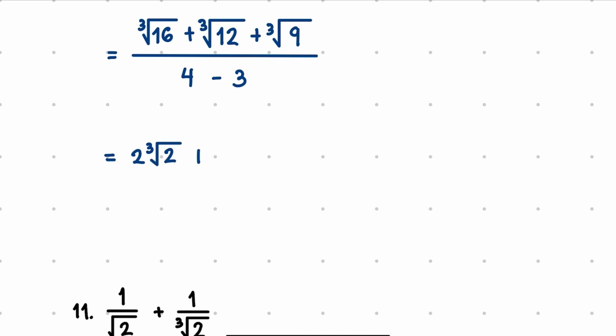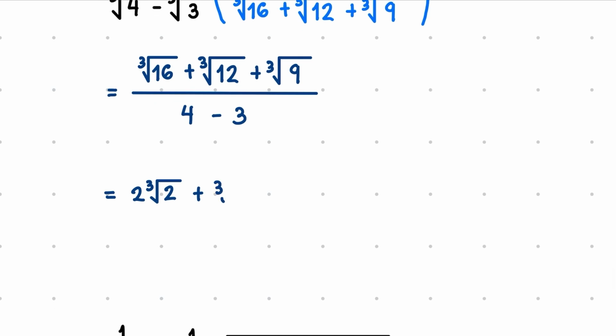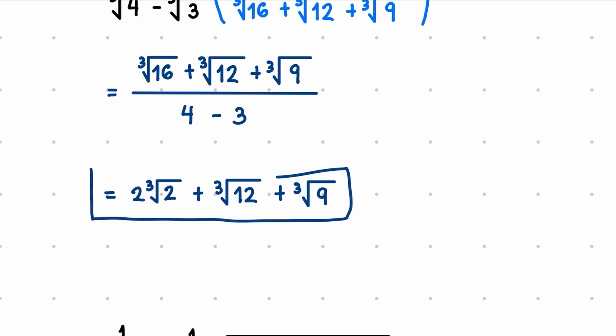2. And then for the other radicals, we can't really simplify this one, since 12 is equal to 2 squared times 3. No perfect cubes. This one is 3 squared, so yeah. So we'll be left here with cube root of 12 plus cube root of 9. And so this one here is the final answer for this problem.